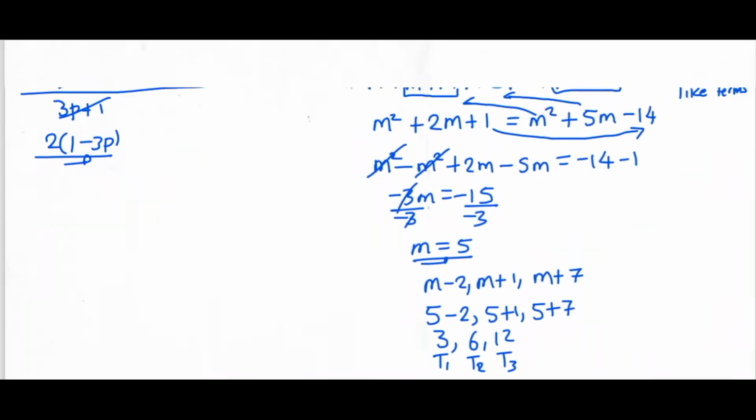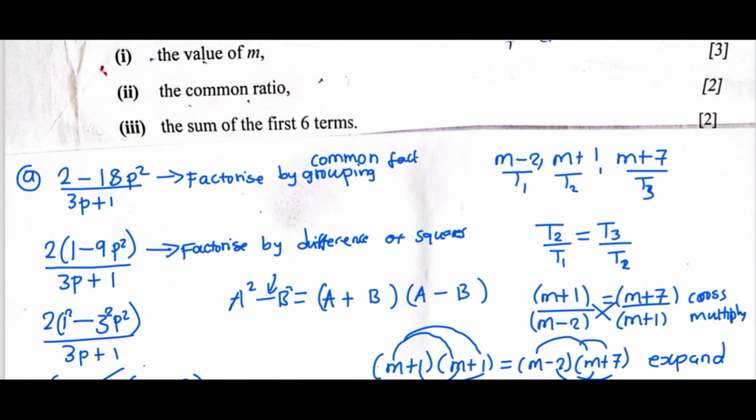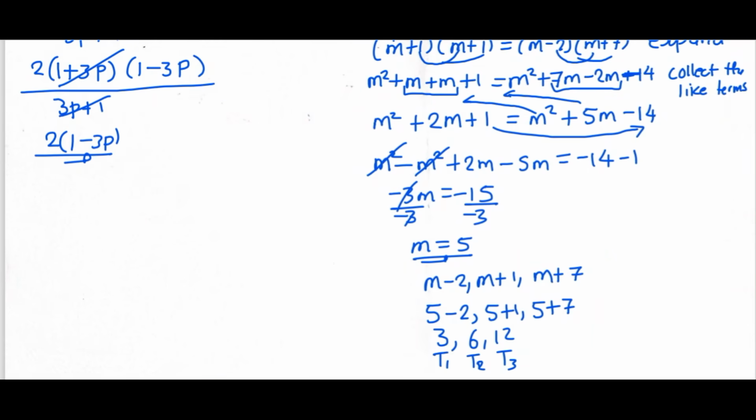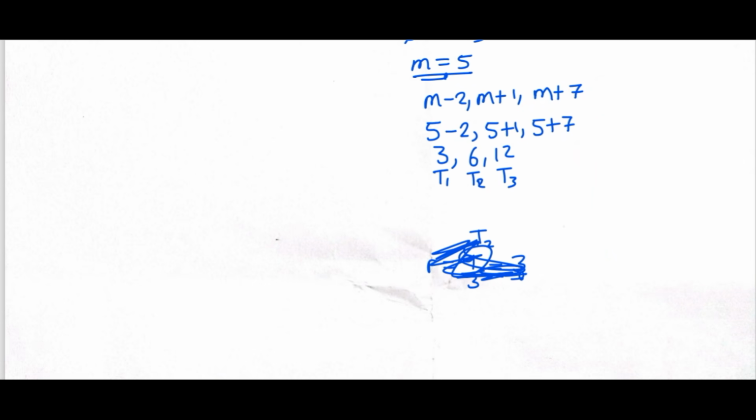Now, what is the question? Roman number 2, common ratio. So let's solve for common ratio. Common ratio is equal to second term over first term, or third term over second term. So second term is 6 over 3, our common ratio will give us 2. Even if we use 12 over 6, we still get 2.